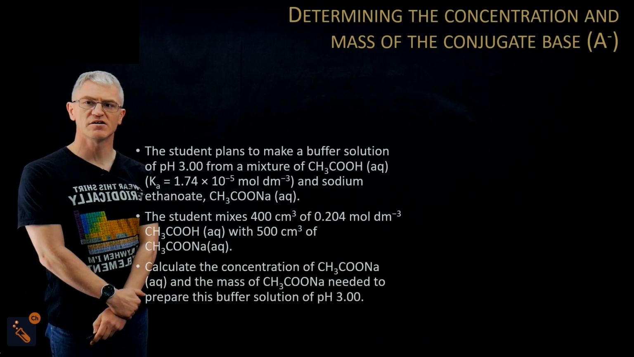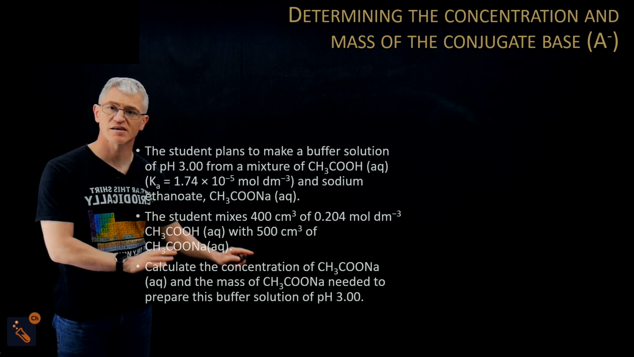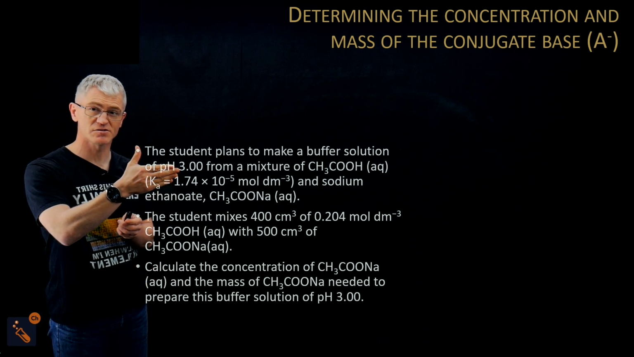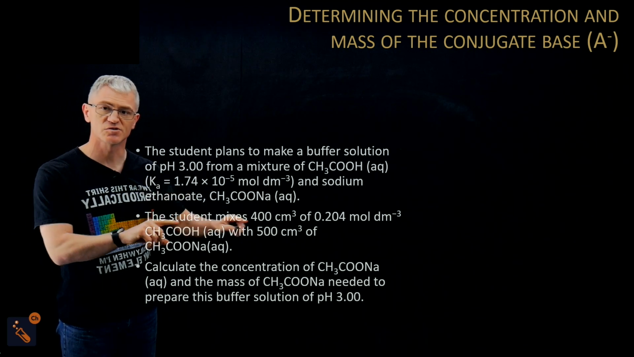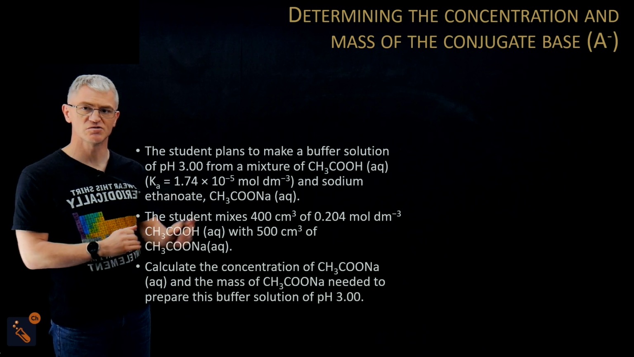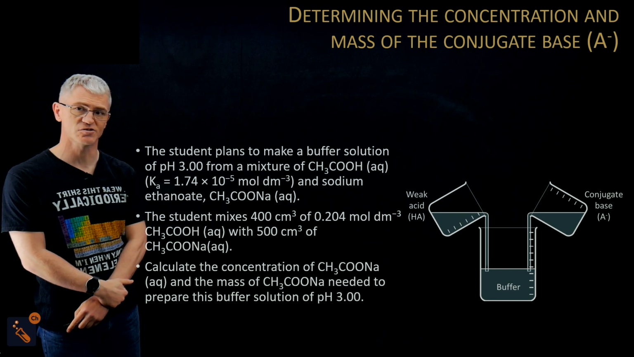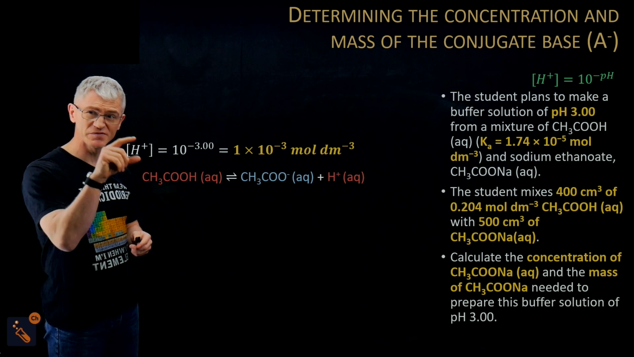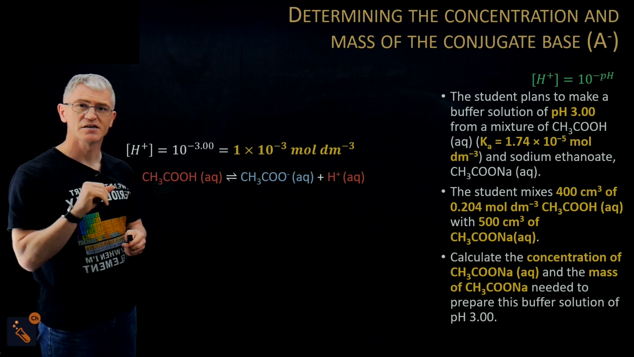In our last question, we're going to calculate the concentration of A minus and the mass of A minus used to make it in the first place. We're given all this data: a pH of 3, which means we can get an H plus concentration from that. We've got a Ka value. We've got some concentration and volume of the CH3COOH, or the HA. And we've got a new total volume of 400 to 500. This is a conventional buffer with weak acid and conjugate base. So here's our equation. We're going to do the same thing: we converted straight away our pH into H plus, 10 to the minus pH.